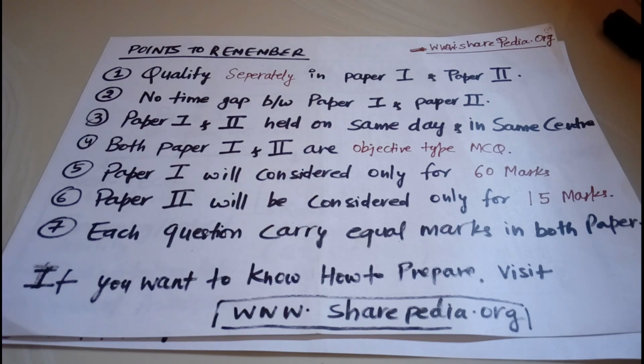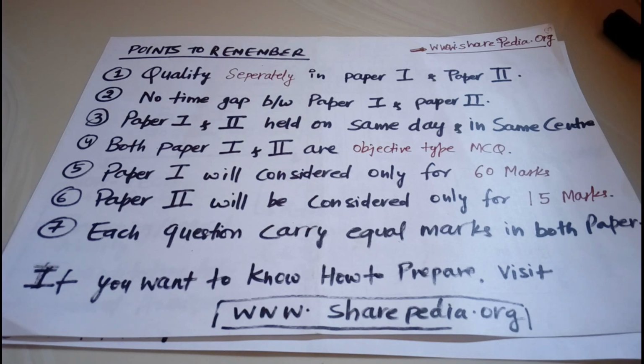And if we talk about the fifth point, paper 1 will be considered only for 60 marks. It basically means that whatever you score in paper 1, your marks will be divided by 2. We all know that paper 1 consists of 120 questions, and for one correct answer you will be awarded 1 mark. It means 120 questions and total 120 marks. Whatever I score from 120 marks after deducting my negative marks will be divided by 2. As you can see, we have 120 marks, and paper 1 is considered only for 60 marks. That is 120 divided by 2 is equal to 60 marks.